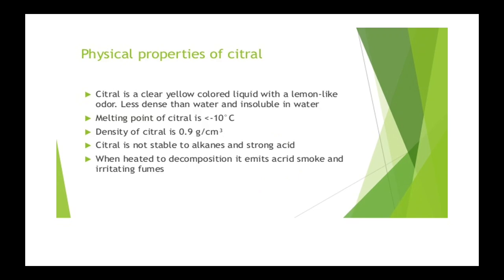Next, we will discuss the physical properties of citral. Citral is a clear yellow colored liquid with a lemon-like odor, less dense than water and insoluble in water. Its melting point is less than 10 degrees Celsius. The density of citral is 0.9 gram per centimeter cube. Citral is not stable to alkalis and strong acids. When heated to decomposition, it emits acrid smoke and irritating fumes.